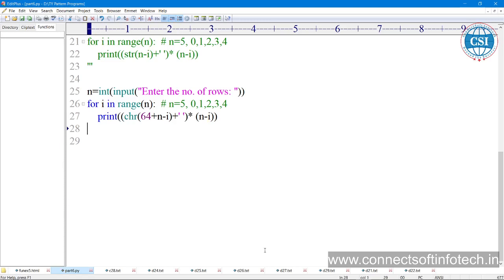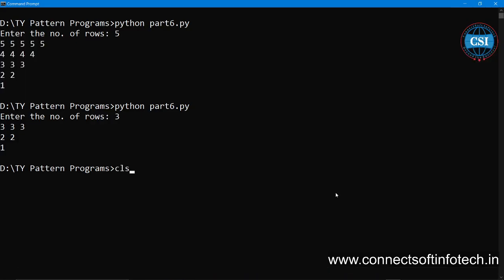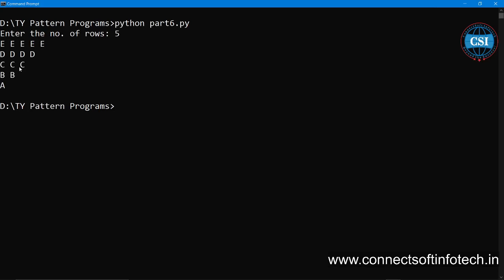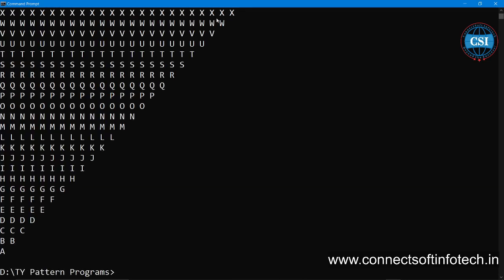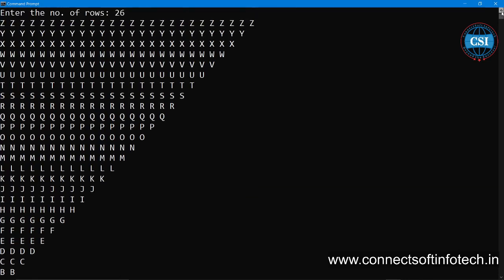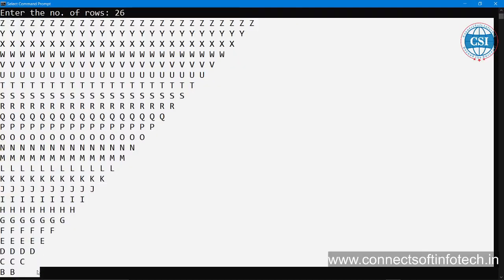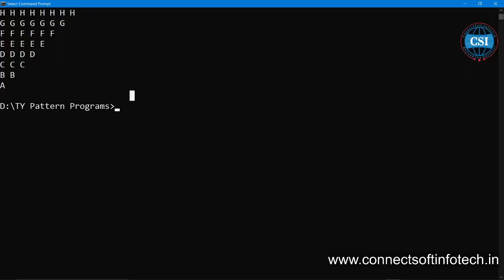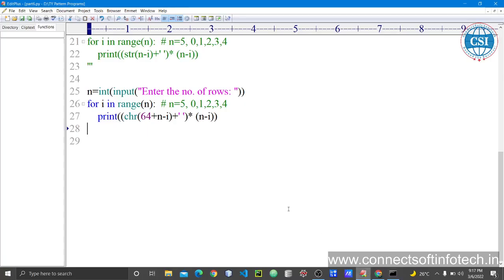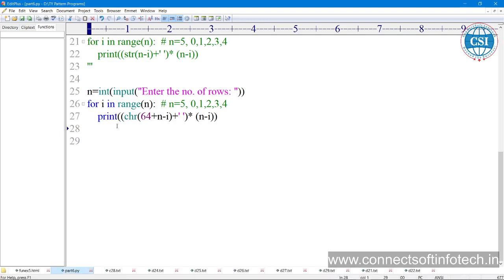Let us execute this program. Yes, I entered 5. Perfectly you are getting E 5 times, D 4 times, C 3 times, B 2 times, A single time. With 3, triple C, twice B, single A. You can write 26 and you will get everything, all these alphabets are going to be printed. So these are some patterns. Thank you.